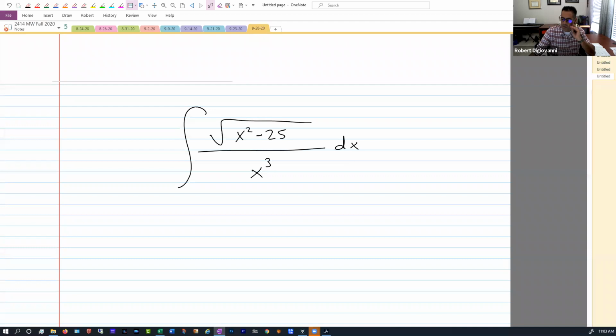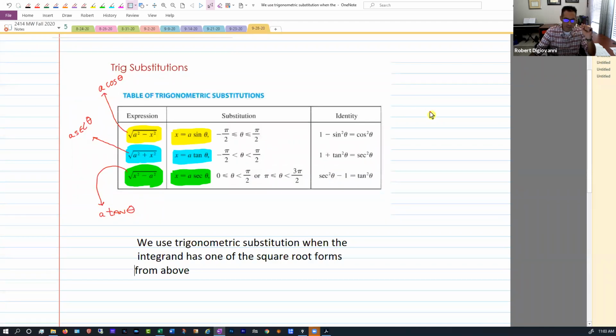So we did one example of trigonometric substitution at the end of class last time, and I just wanted to recap what a trigonometric substitution is, when we use it, and why we use it. A trigonometric substitution is a substitution we make in an integral where we replace the variable with some trigonometric expression, either a sine theta, a tangent theta, or a secant theta. It all depends on what we see in the integrand.